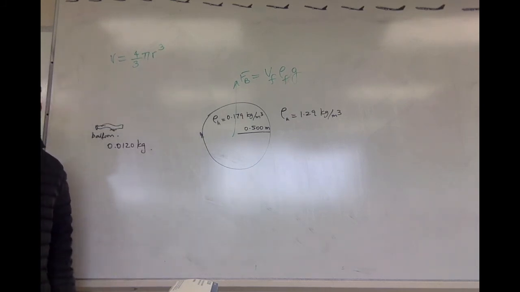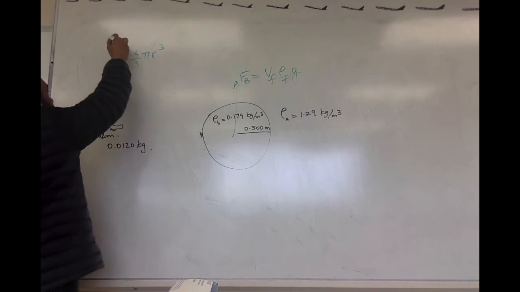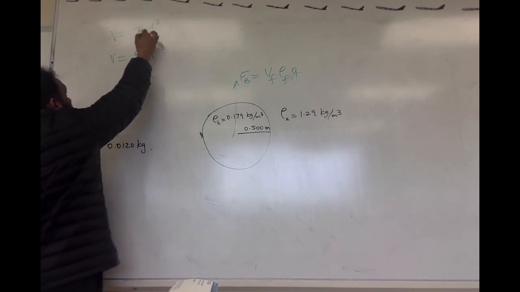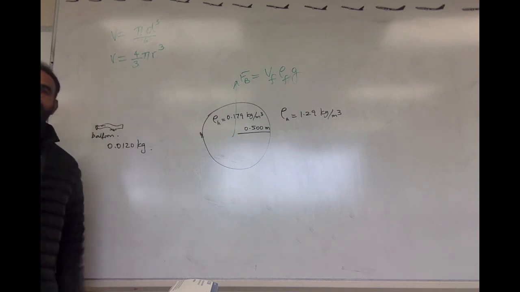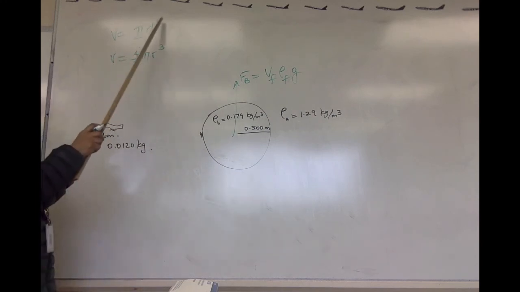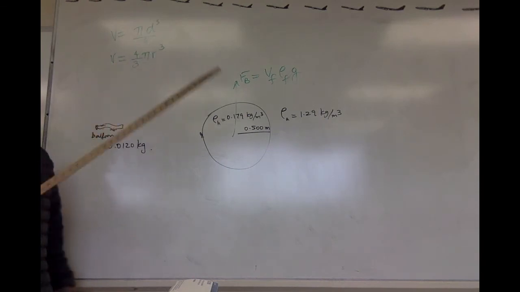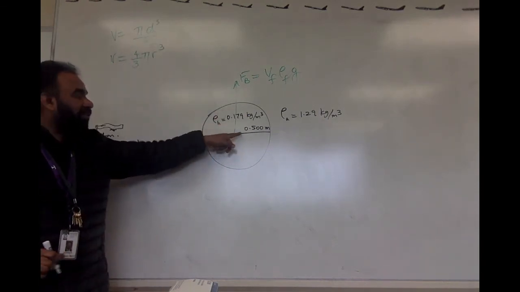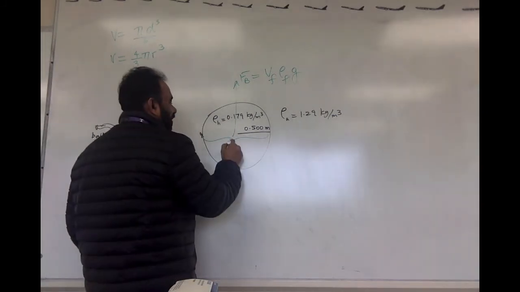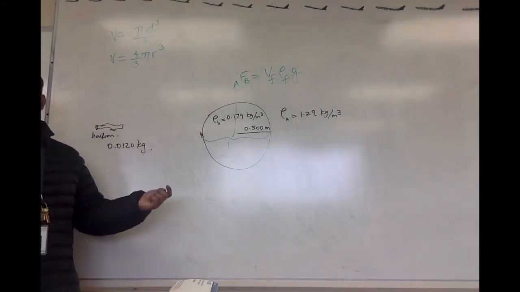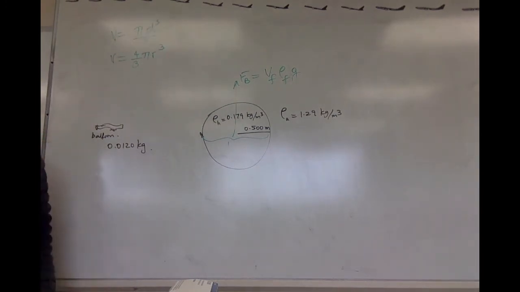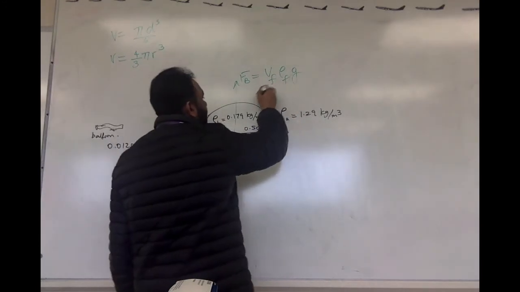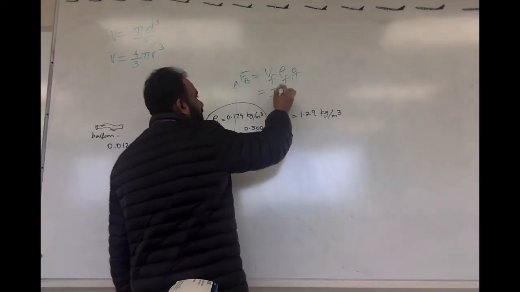4/3 pi r cubed is the volume of a sphere. But you can also write it as pi d cubed over 6. We use that when we did the experiment. So you can use this if it is diameter, or you can use this if it's radius. But in this case, I think it will be easier to use that because what's the diameter? 1. That makes it easier. What is 1 cubed? 1. So what's the volume now? It is pi over 6. That's the volume.